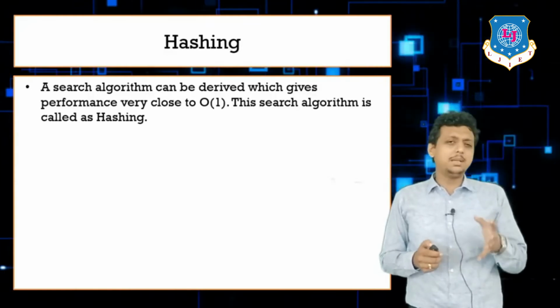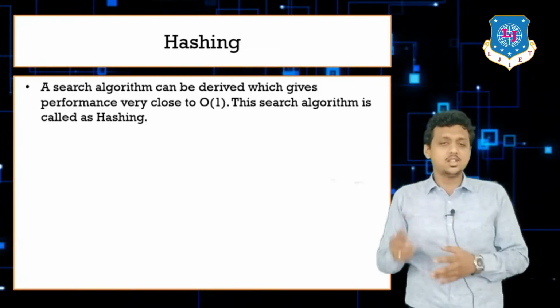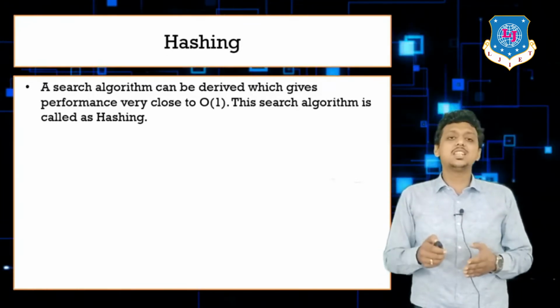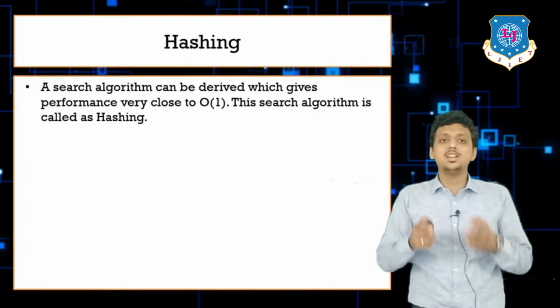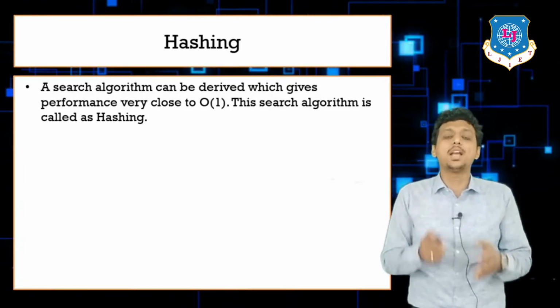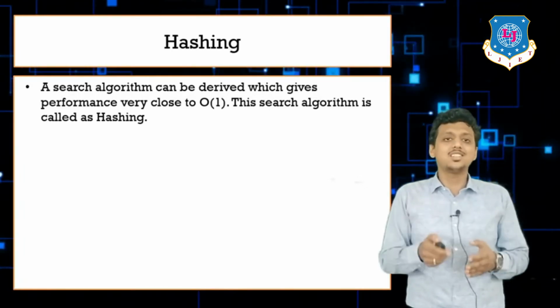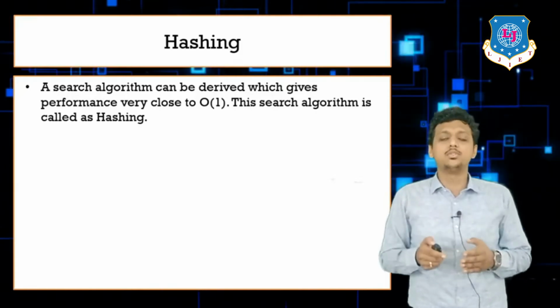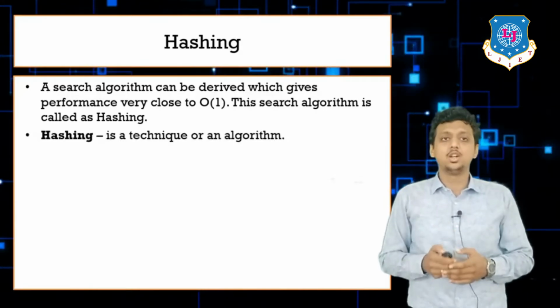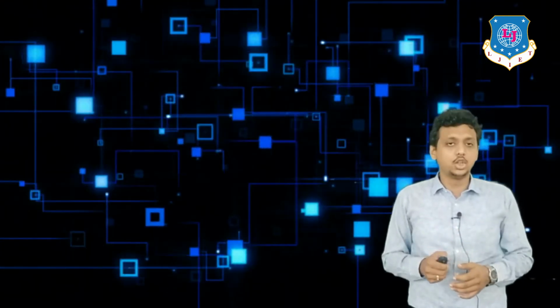So what do we mean by hashing? Is hashing a data structure? No, hashing is an algorithm, hashing is a technique, hashing is a method that gives you a search result nearest to O(1), in constant time. So hashing is a technique or an algorithm.